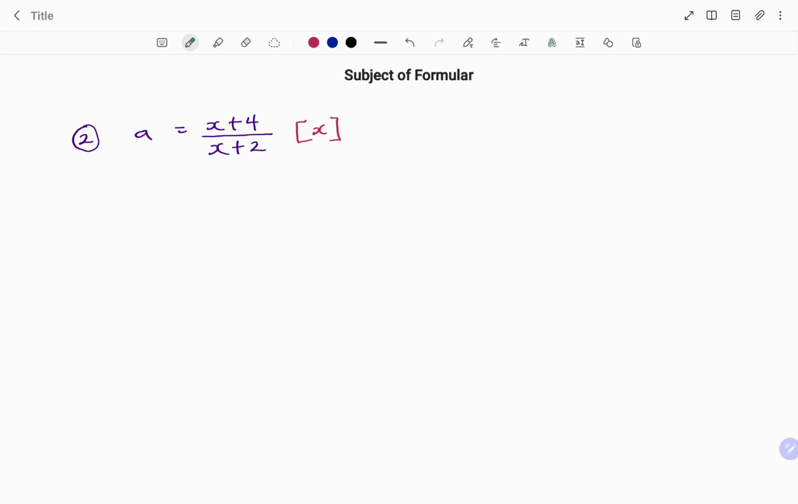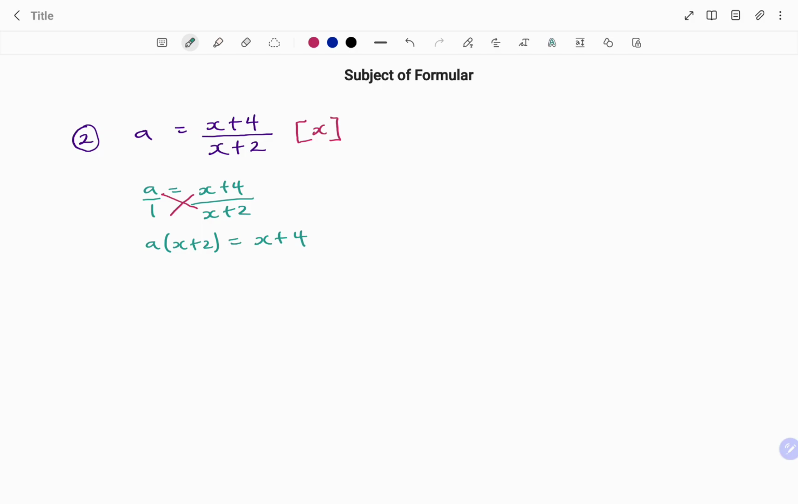In the next example, I have a equals x plus 4 dividing x plus 2. The whole variable a is over 1. Therefore, I start by cross multiplying. Cross multiplication means the numerator on one side multiplies the denominator on the other side and vice versa. So I have a multiplying x plus 2 equals x plus 4 multiplying 1. That stays as x plus 4.